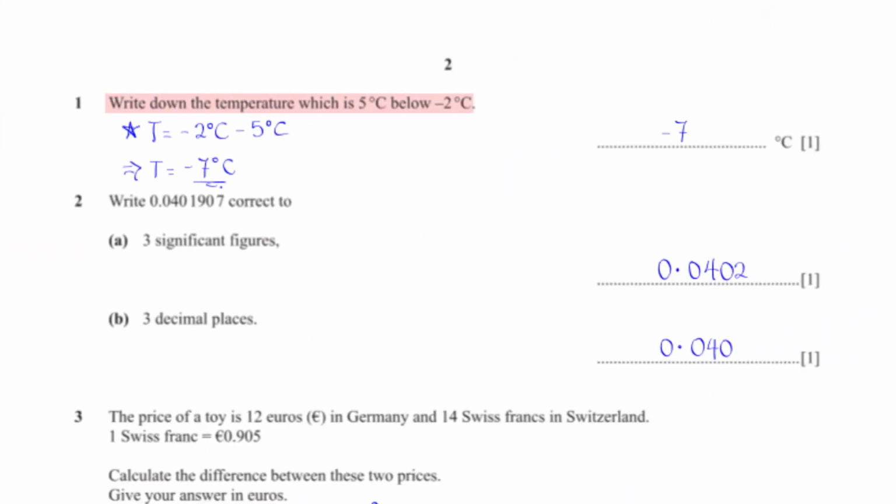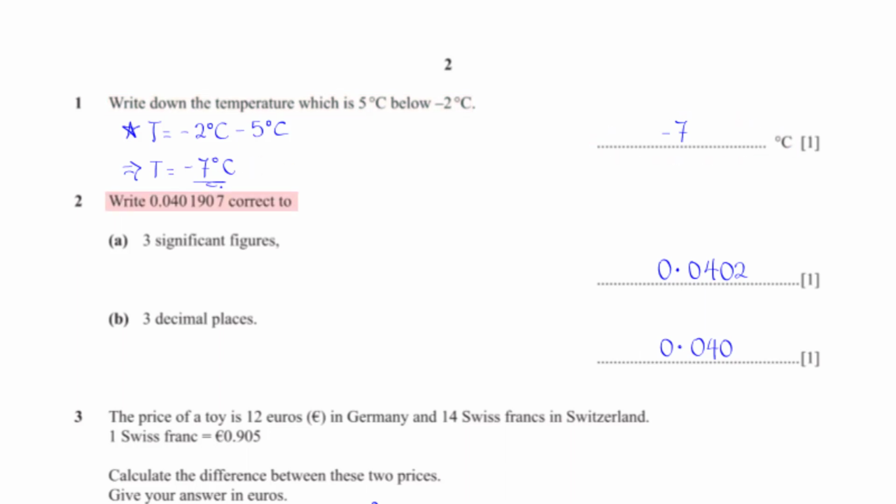Write down the temperature, which is 5 degrees Celsius below negative 2 degrees Celsius. We have T equals negative 2 degrees Celsius minus 5 degrees Celsius, and that gives us negative 7 degrees Celsius.